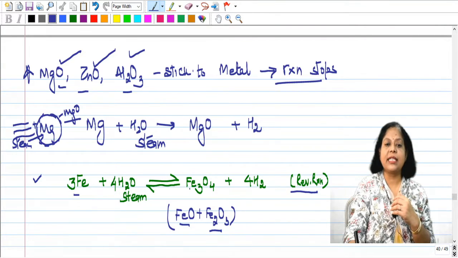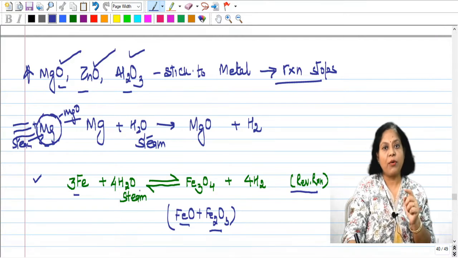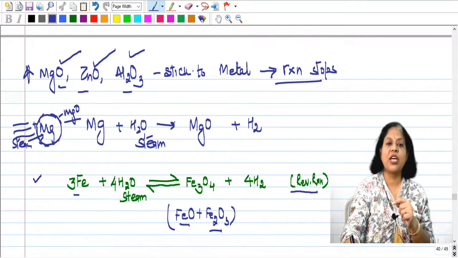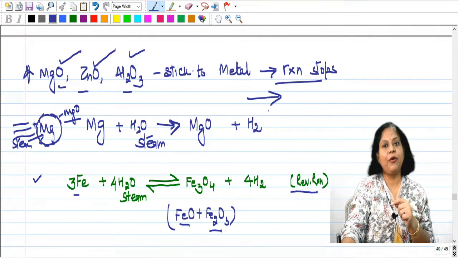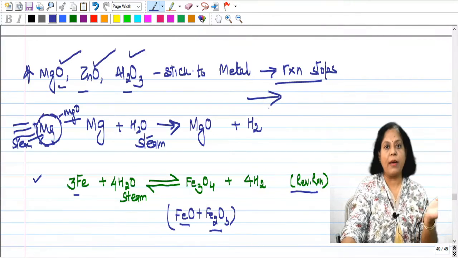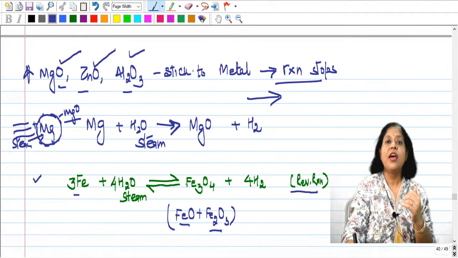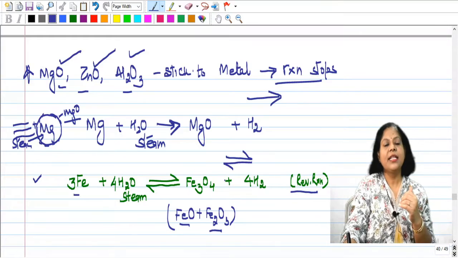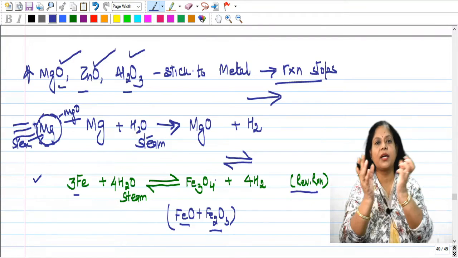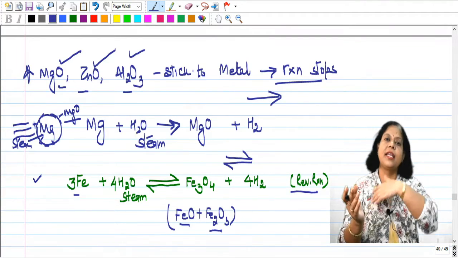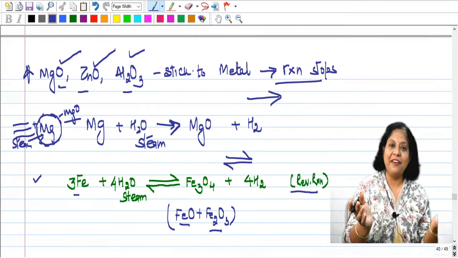Reversible means at the same time it will start moving back. So you have to understand there are certain reactions which are irreversible. Irreversible reactions are shown with a single arrow. They cannot go back. Whereas the reactions which are reversible are shown by this double arrow. That means as soon as the product is formed, it breaks and again the reactants are formed.